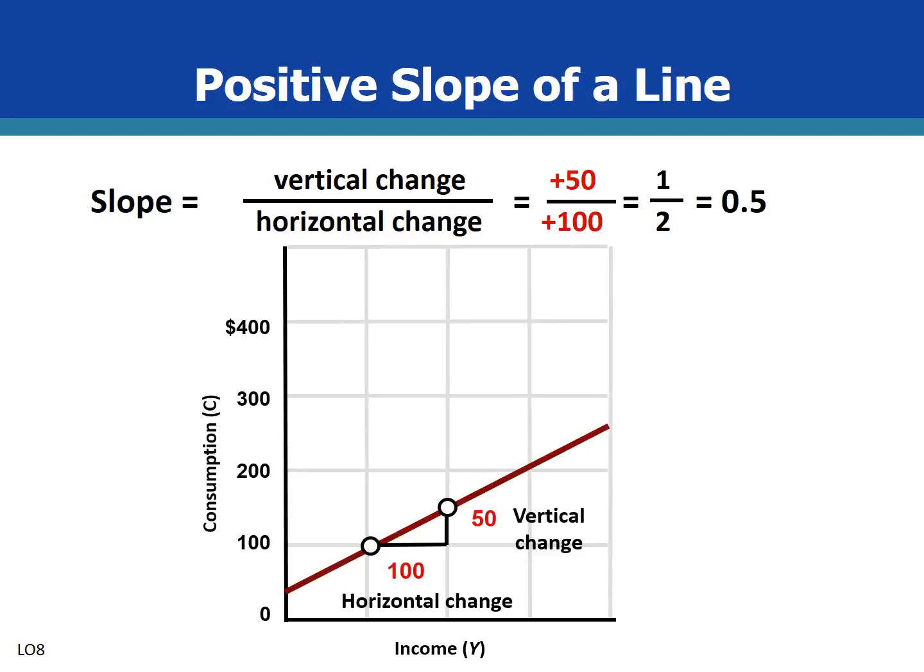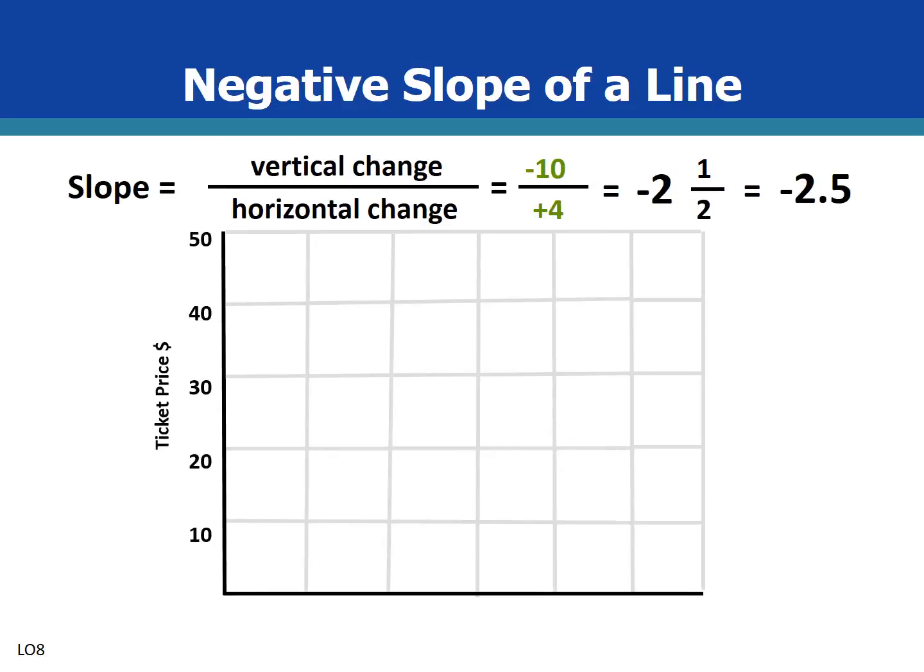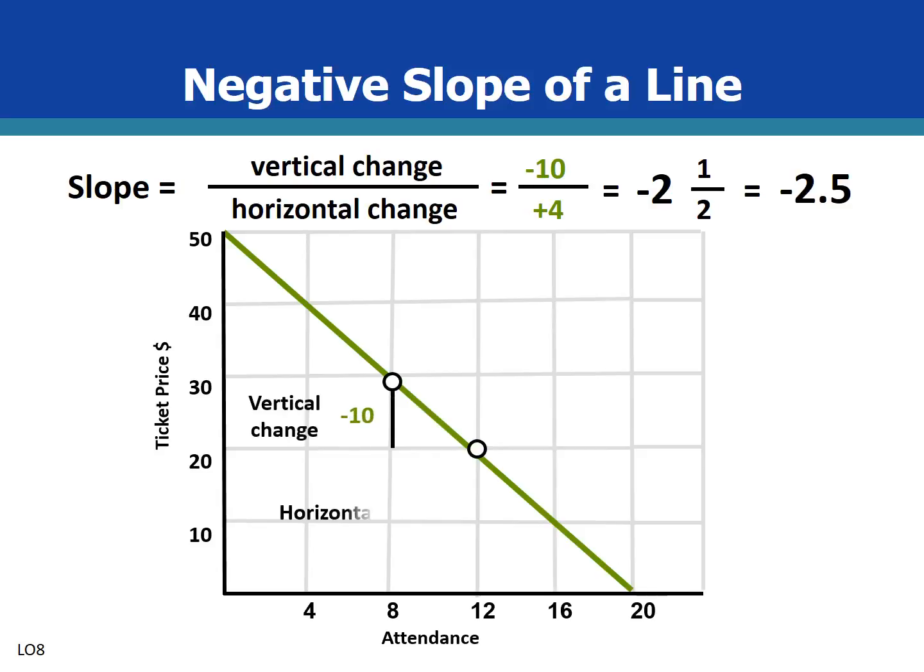As the independent variable income increases, the dependent variable consumption increases. This results in a positive slope line. As the independent variable ticket price increases, attendance decreases. Here the variables are moving in opposite directions, illustrating a negative slope. Note, though generally the independent variable is placed on the horizontal axis, when price is one of the variables, in economics it is customary to always place it on the vertical axis.